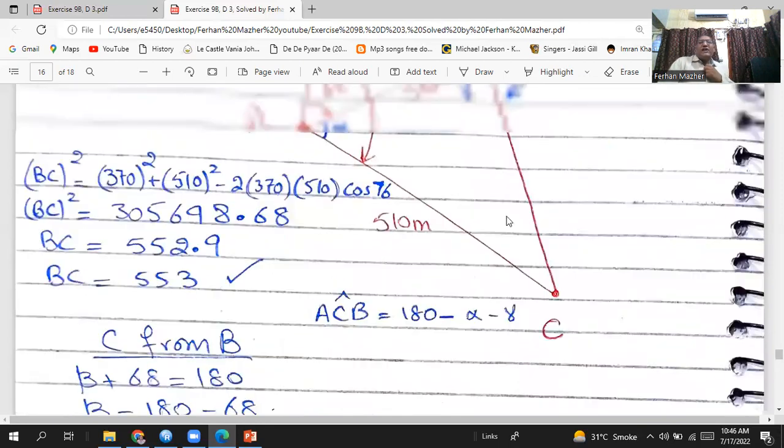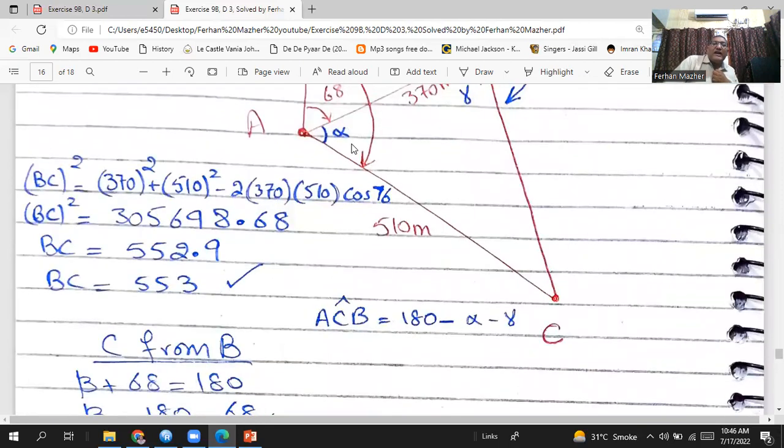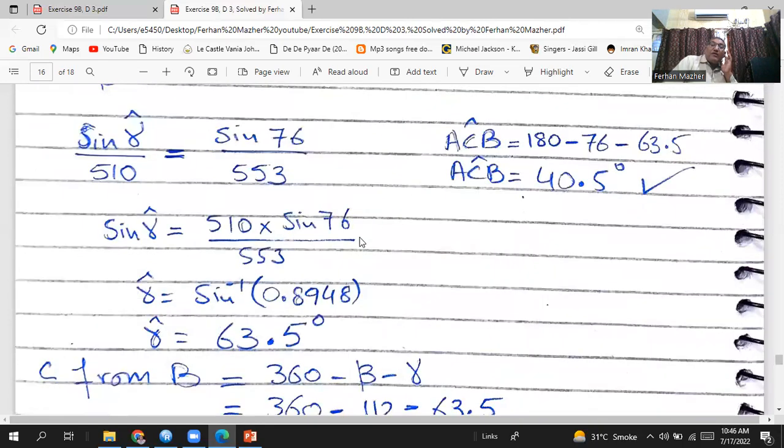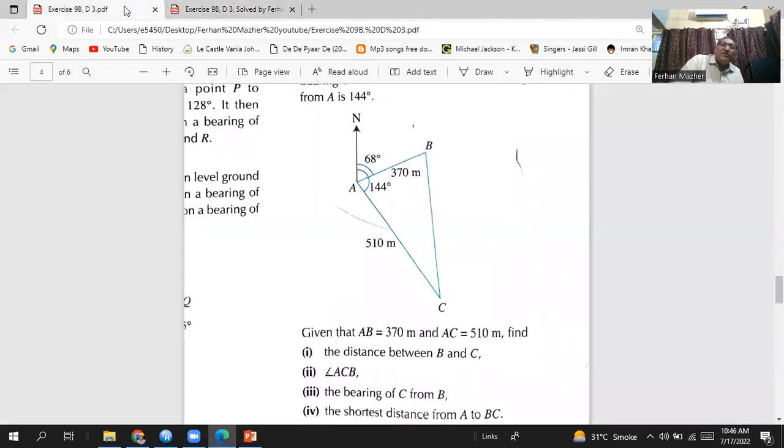The question is to find the angle ACB. If I want to find this angle, now I know alpha and gamma. These are the 3 angles, and this one I want to know now. So from 180 subtract alpha and gamma. So it will be 180 minus 76 minus 63.5. So the ACB will be 40.5. So that is the second part of this question.